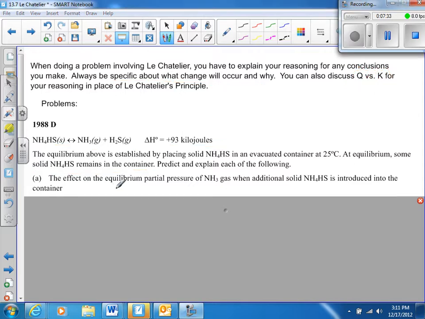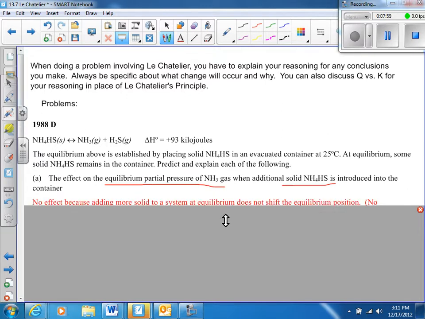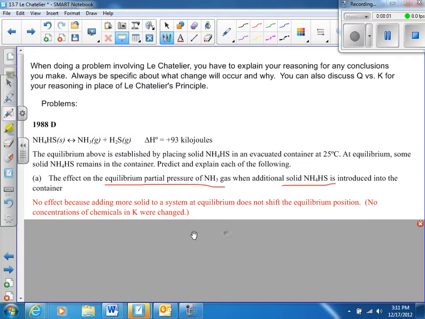First question, what is the effect on the equilibrium partial pressure of ammonia gas when you add more solid NH4HS? Think about it for a minute. I'm about to put up the answer, so pause if you want to think about this on your own. So we're adding some solid, and you want to think about what do solids do? Well, solids don't do anything. No effect. Okay, that was easy.